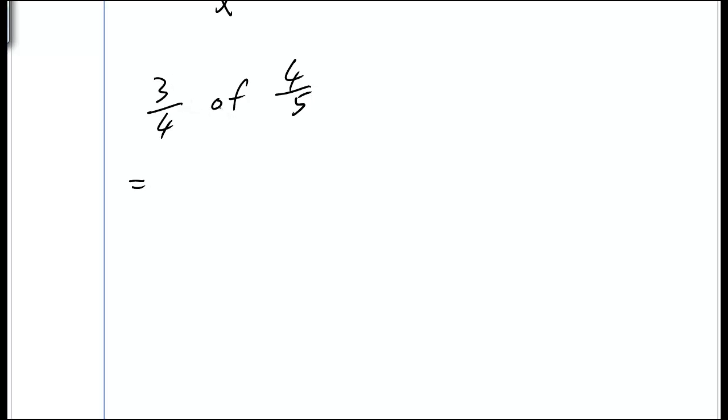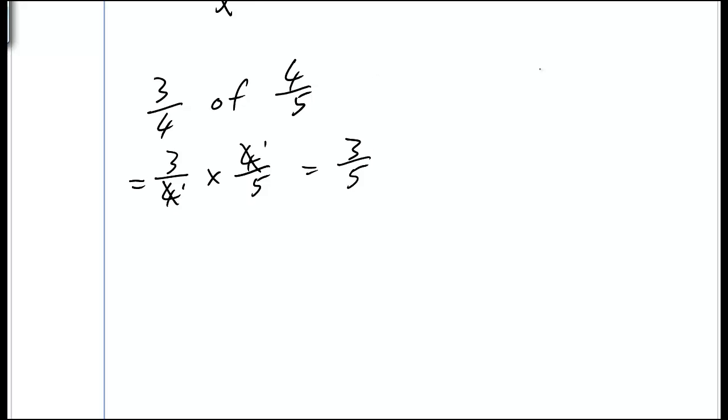All you do is you rewrite that, and you replace the word of with a multiply symbol, and then you work out the fraction. Now 4 will cancel with 4. That's 1 each time. So the answer is 3 over 5. So 3/4 of 4/5 is 3 over 5.